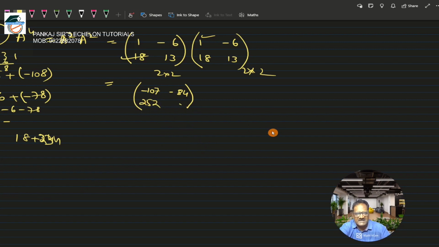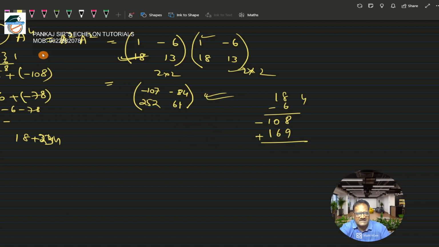Now this place I want to fill up. So this will be second row, second column. 18 into minus 6. So 18 into minus 6 will be how much? 6 8s are 48, 4 carried, 6 1s are 6 plus 4 is 10. So it will be minus 108. And second row and second column, 13 into 13 is 169. So minus 108 plus 169 should be how much? 9 minus 8 is 1, 6 minus 0 is 6. That's it. So this has to be the answer.